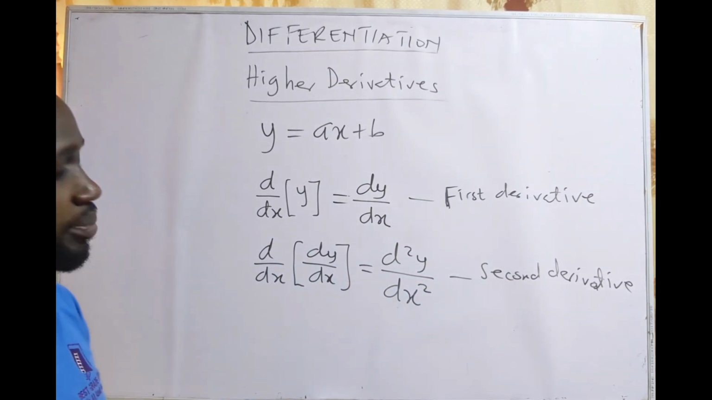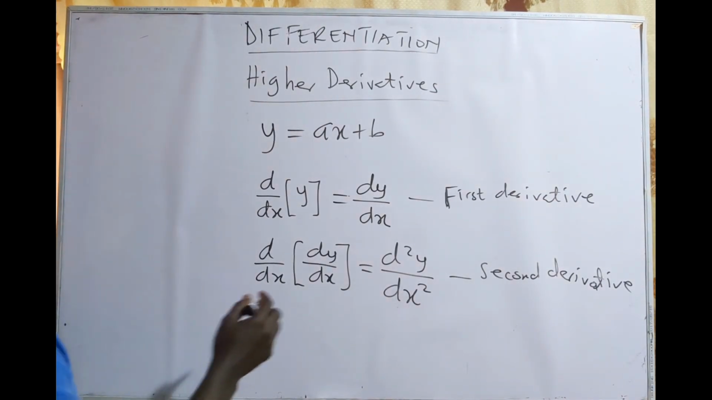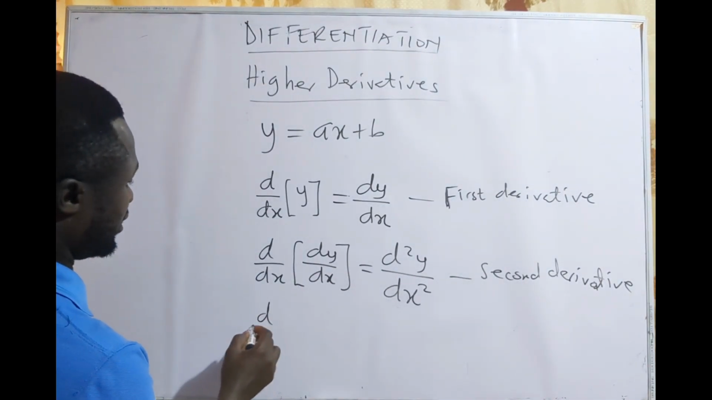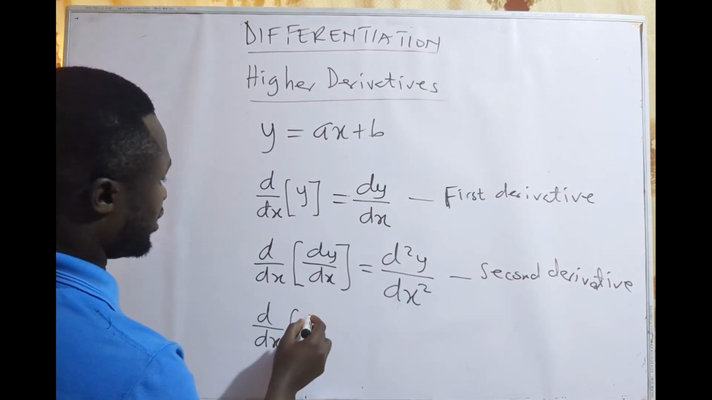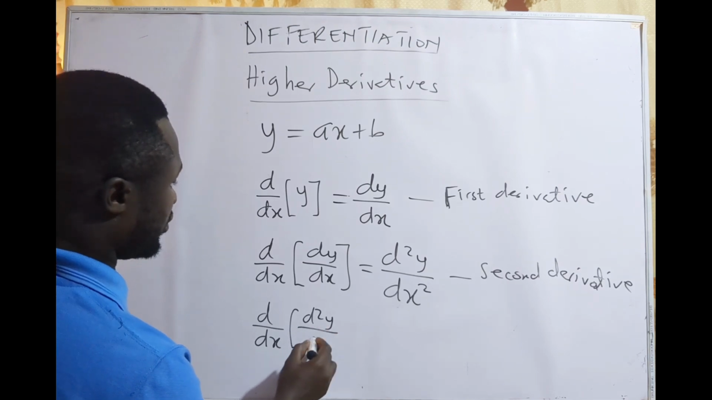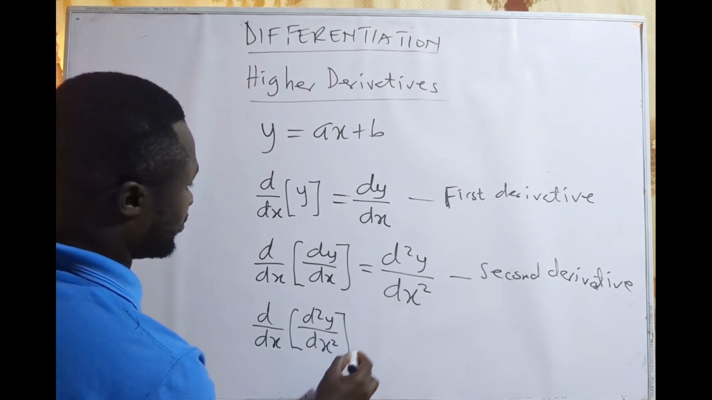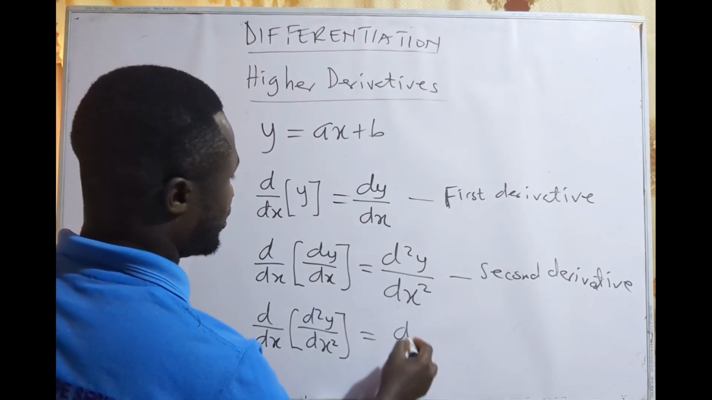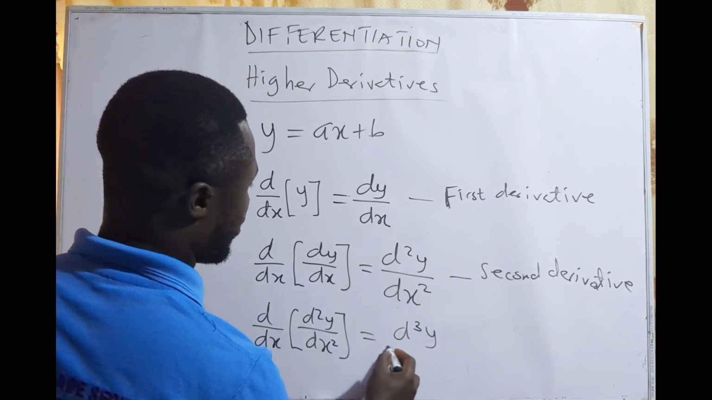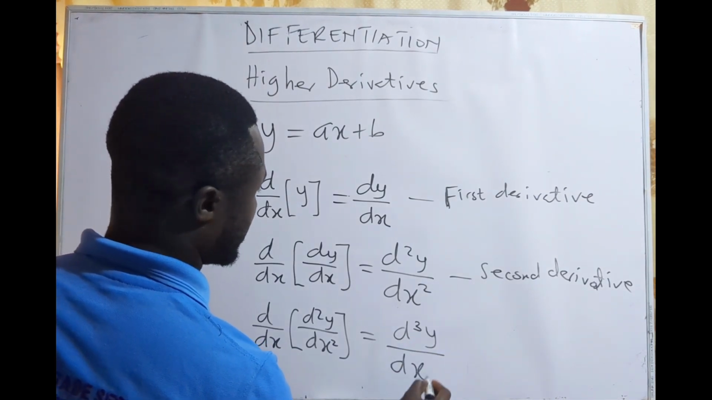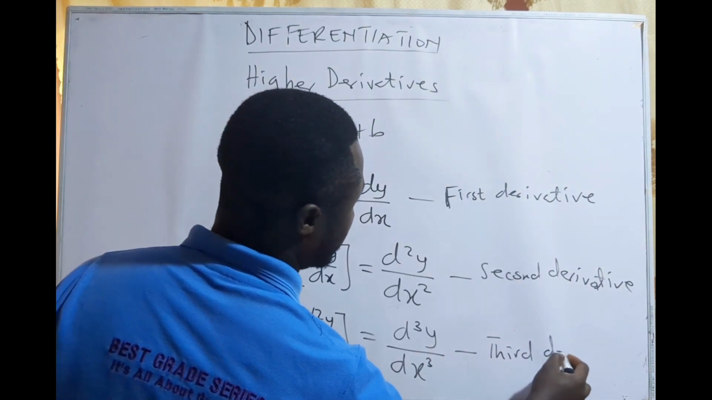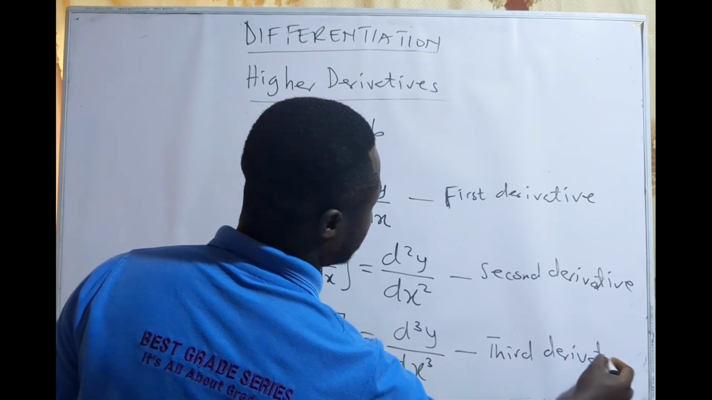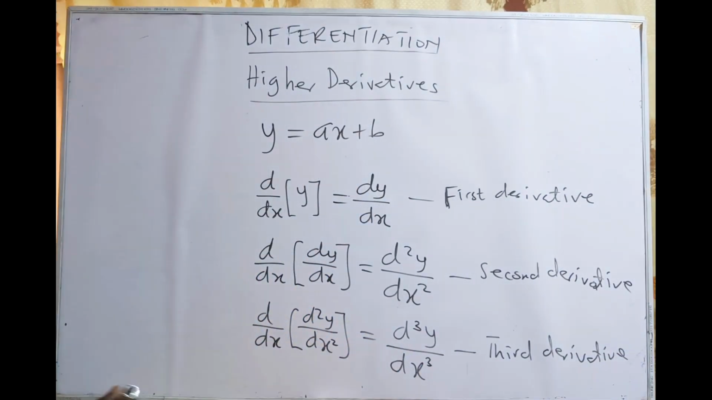If you want to get your third derivative, that can be d/dx, differentiating the second derivative d squared y over dx squared, and that will give us d cubed y over dx cubed. And this is the third derivative. So it will continue and continue.